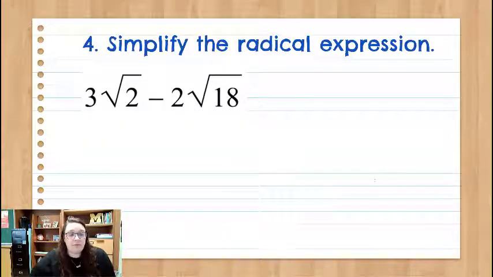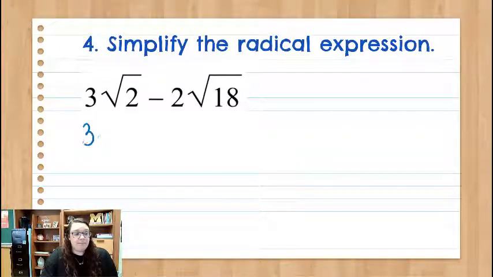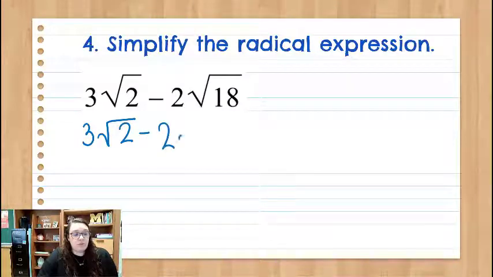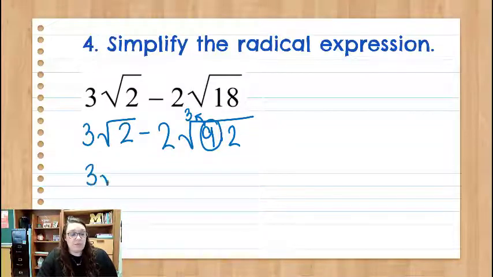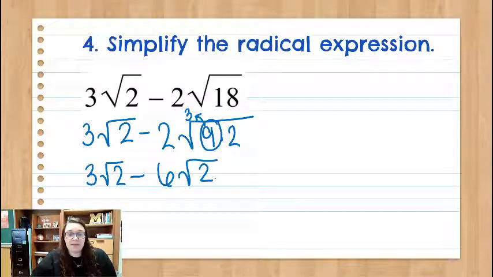Number 4, 3 root 2 minus 2 root 18. I already can tell that the root 2 is as simplified as it can get, since nothing goes into 2 other than itself. Root 18, though, is 9 times 2. So let's rewrite that. 3 root 2 minus 2 root, I'm going to put 9 times 2 in there, so that I can see that the 9 is a perfect square and needs to come out a 3. I now have 3 root 2 minus the 2 and the 3 are both on the outside, so 2 times 3 is 6. Left on the inside is the 2, and now I can see I can actually combine like terms. They're both root 2s, so I can combine 3 minus 6 is negative 3 root 2.